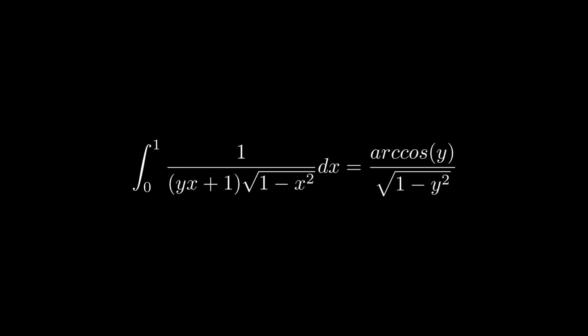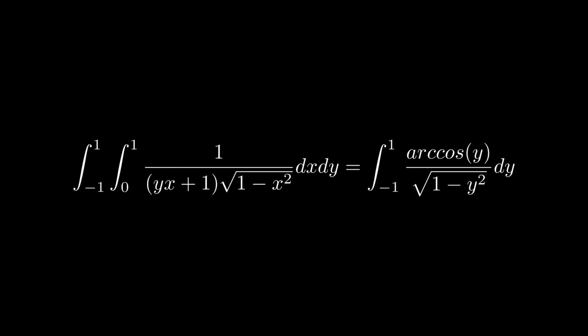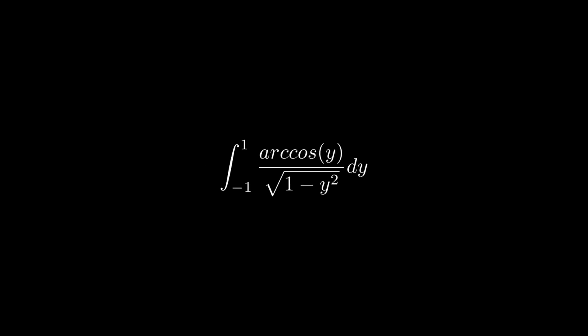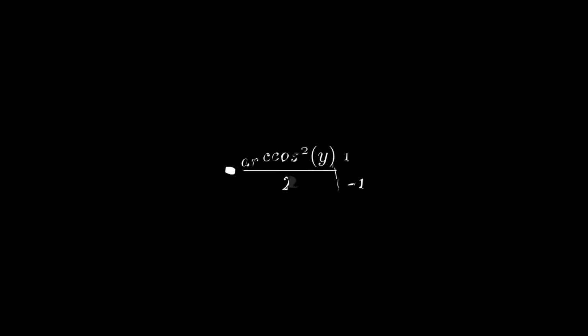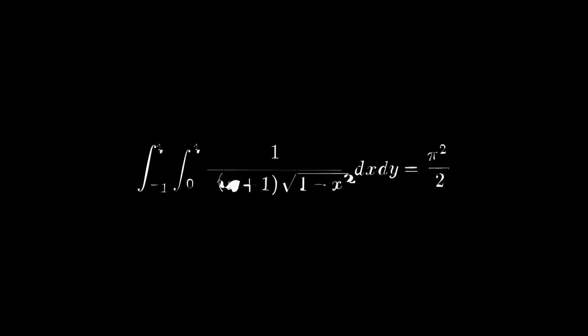Alright, to get started, we'll integrate both sides of our original integral from -1 to 1. Now focusing on the right-hand side, notice that the interior is just the derivative of the arc cosine squared, which makes this a really trivial integral to solve. Now evaluating the bounds, you just get a nice answer of pi squared over 2. Plugging that back in, we'll now focus on the left-hand side of the equation.